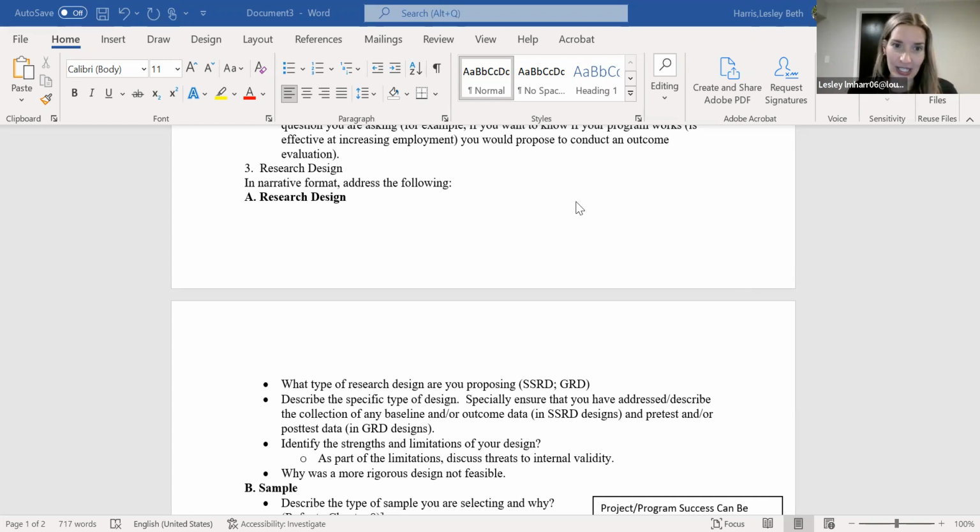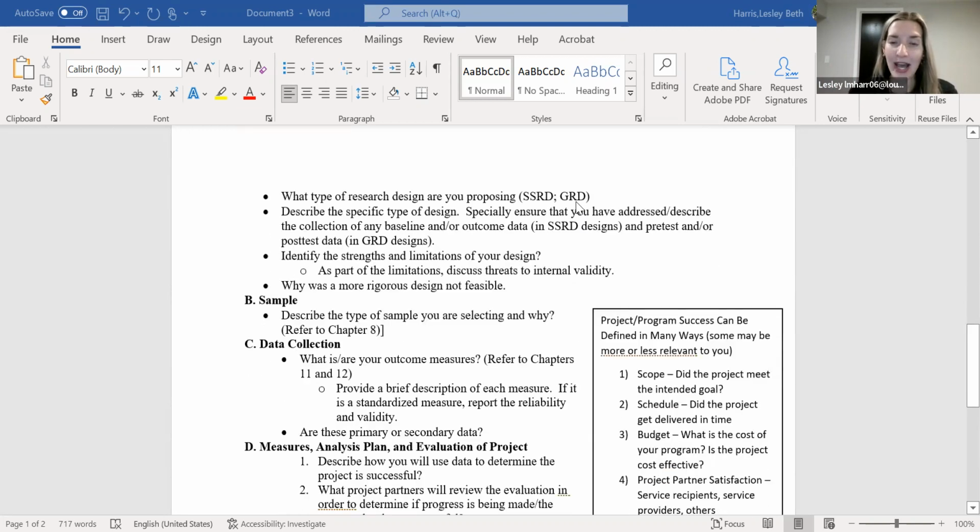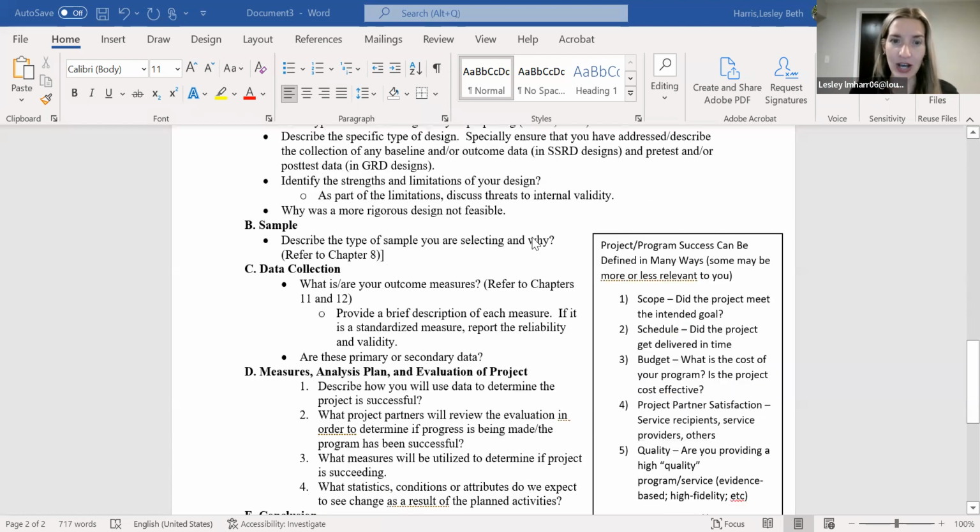Next is the research design. Within that, you have to choose if you are going to do a SSRD, a single system research design, or a group research design. I can say that most of my students who work with an organization, let's say you're going to implement this proposal at your practicum site, at your place of work, you end up going with the SSRD. Those of you who are interested in a large-scale, maybe community-based program or intervention, typically go with the GRD proposal. And so you're going to give the rationale for that.